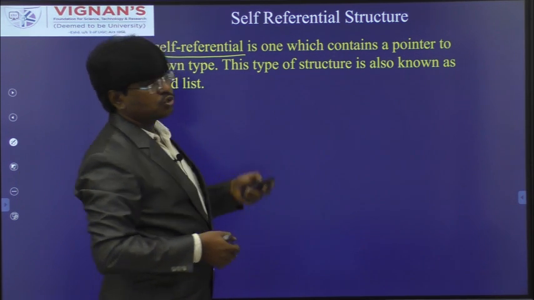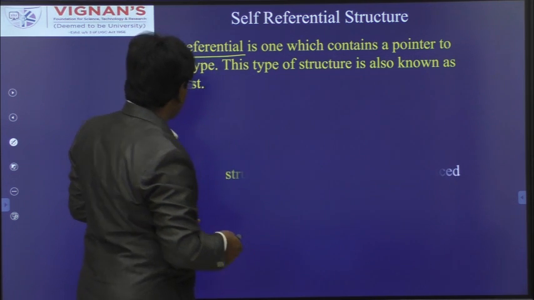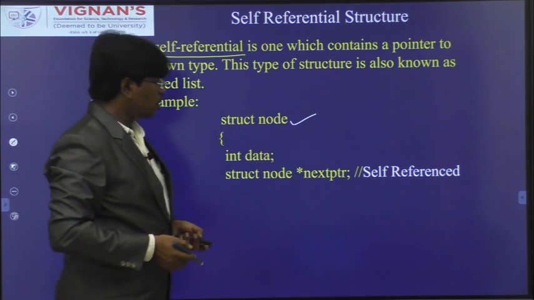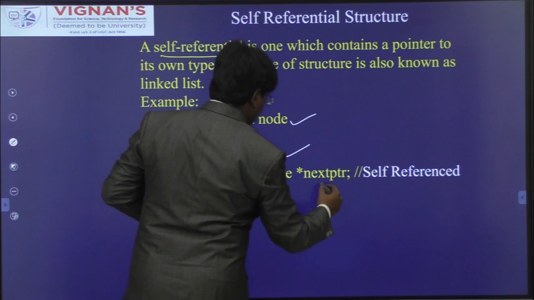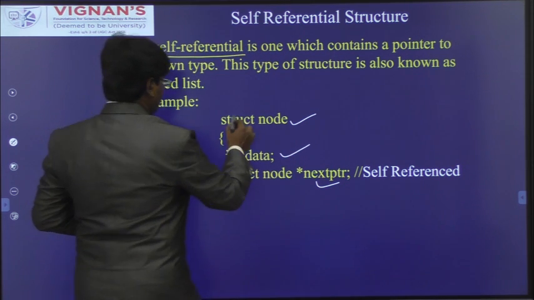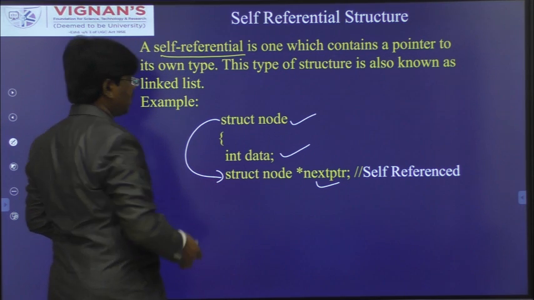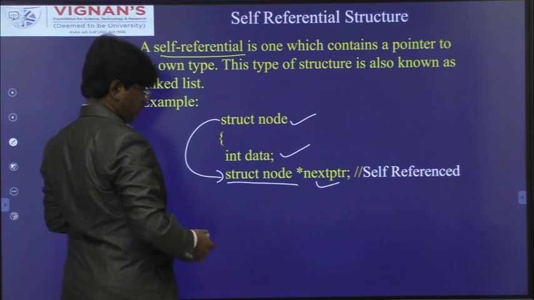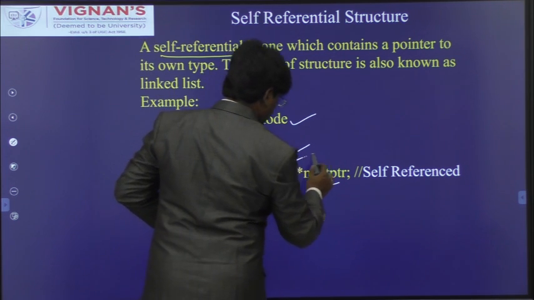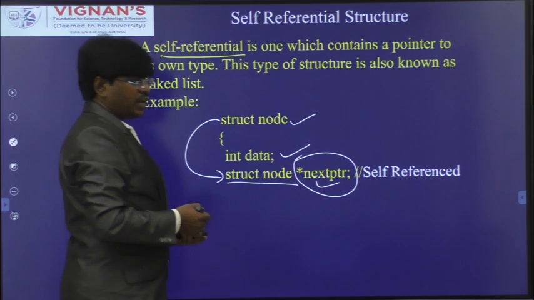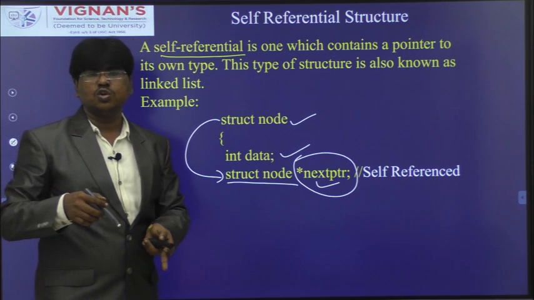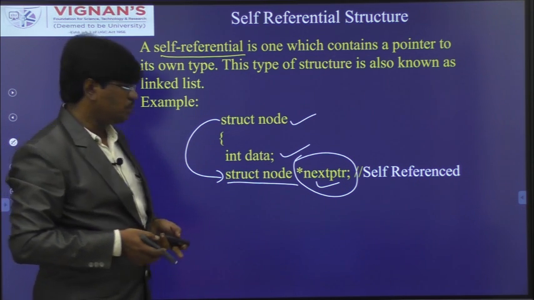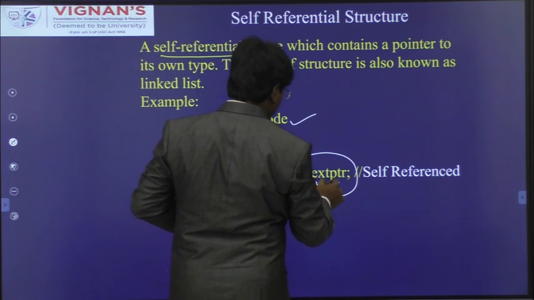This type of structure is also called a linked list. Okay. And coming to an example, this is the name of the structure, struct node, and these are the members, data and next PTR. Here you can see the structure is referring to itself, that is called self-referential. When the structure is referring, it has to declare a pointer. Why? Because whenever a structure is referring, it is pointing to an address. So which variable will store addresses in C language? Pointer. So whenever a structure refers to itself, it has to declare a pointer.